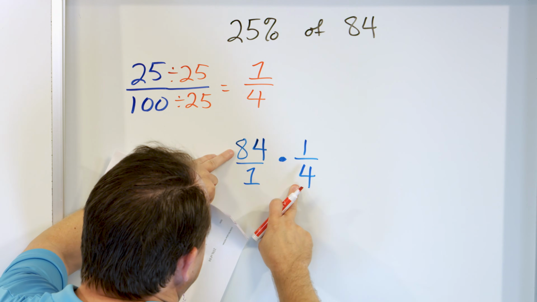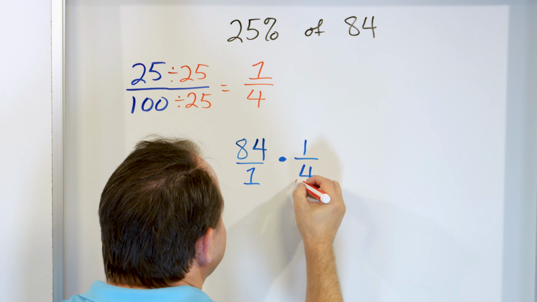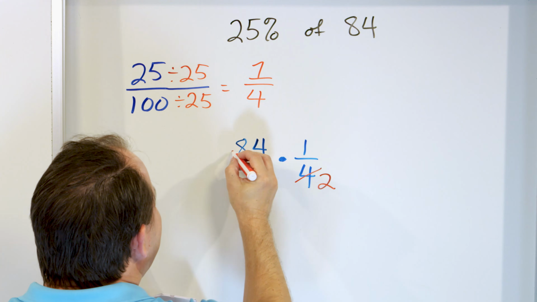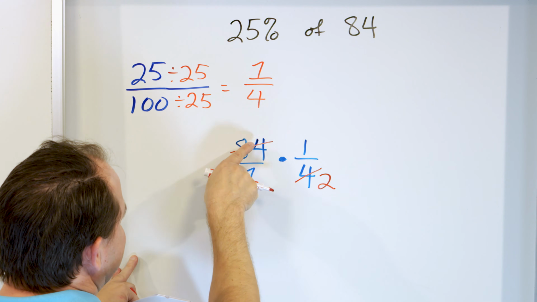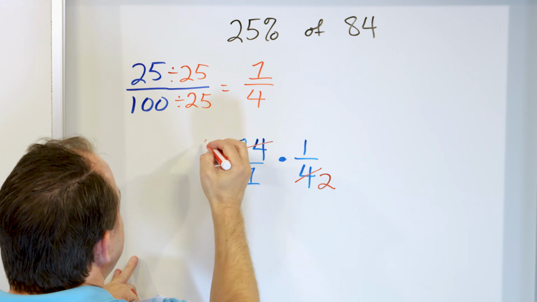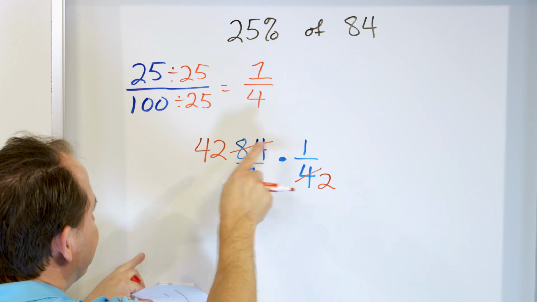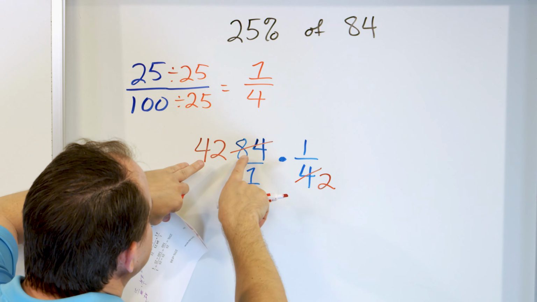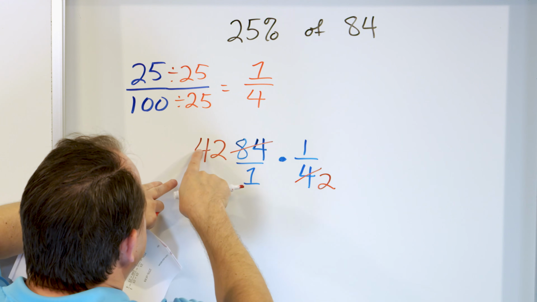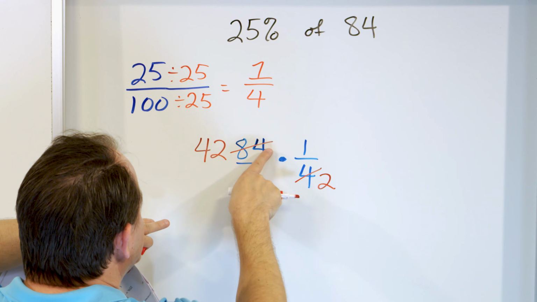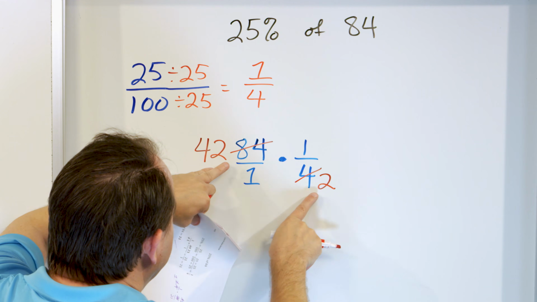But I know I can divide by 2. So I can divide 4 by 2 and get 2. And 84 divided by 2, if I cut this in half and cut this in half, I'm going to get 42. And that's pretty easy to do in my head because 8 cut in half is 4, and 4 cut in half is 2. So when I divide both by 2, I get this.